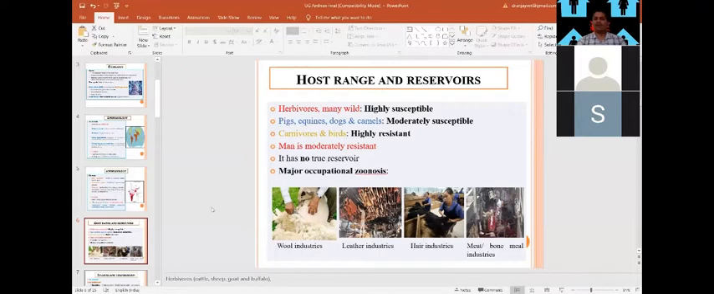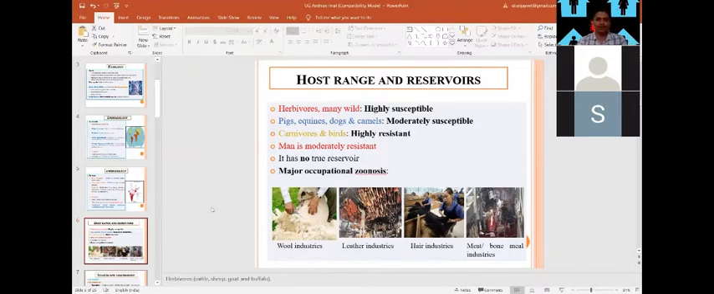Pigs, equines, dogs, and camels are moderately susceptible. Carnivores and birds are considered highly resistant to anthrax. Man is moderately resistant. It has no true reservoirs. We can say soil acts as a reservoir for anthrax, but we can't say it fulfills the true definition of a reservoir.